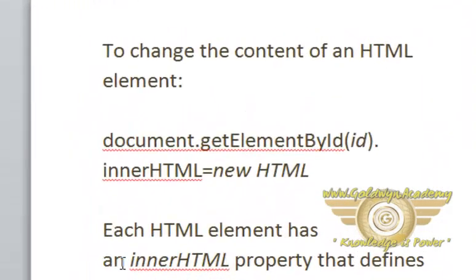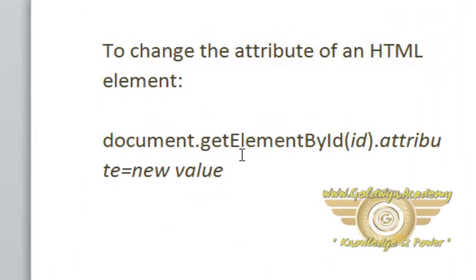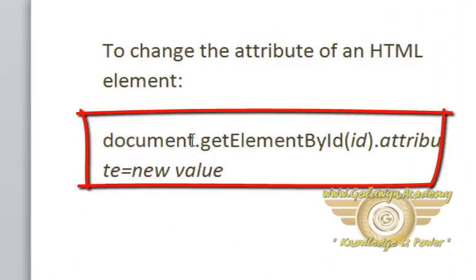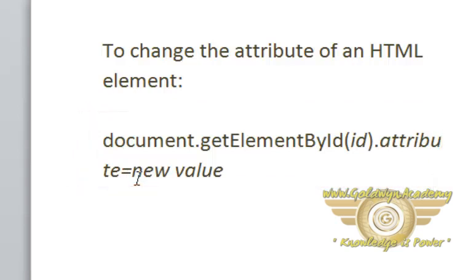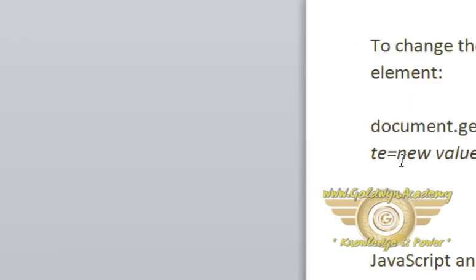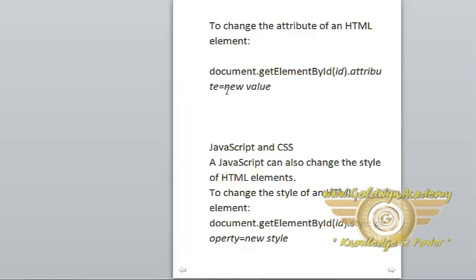Now, how to change the attribute value of an HTML element? This is the syntax: document.getElementById method, which contains the ID name as the parameter value, and then attribute property is equal to any new value to replace the old value of that attribute of the HTML element. Let's see the example.